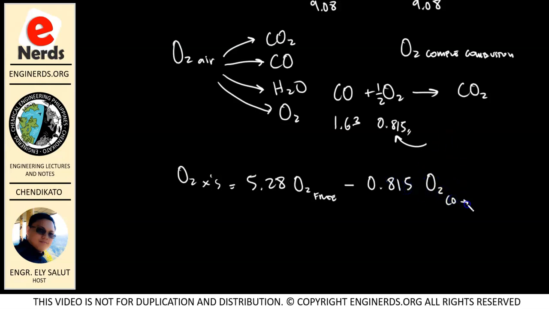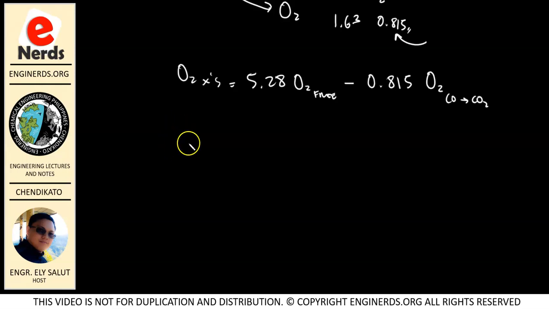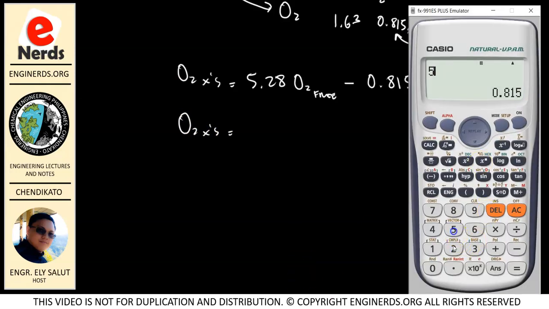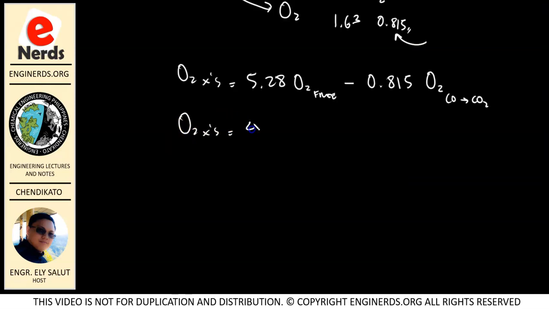From CO to CO2. So, yung oxygen natin, nagagamit to convert itong natitirang unburned na carbon monoxide. So, that means our excess O2 is equal to, let's say, 5.28 minus 0.815, which is 4.465 kilogram mole of O2. So, yan yung ating excess O2.